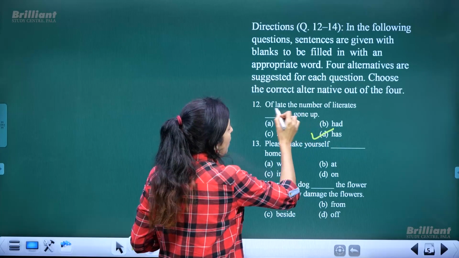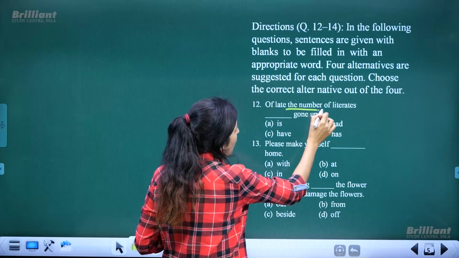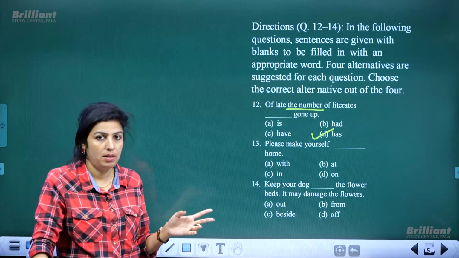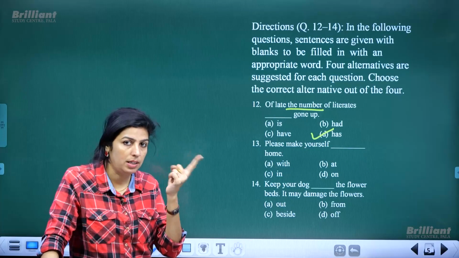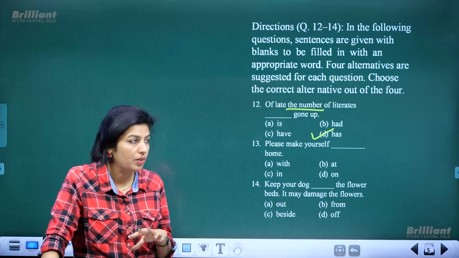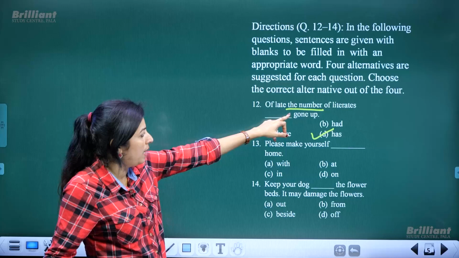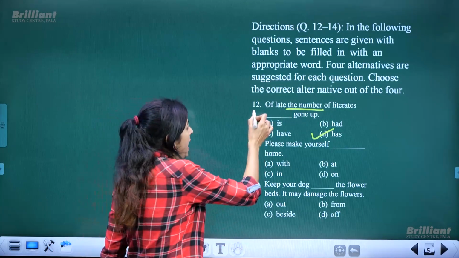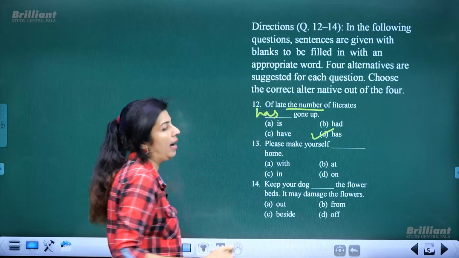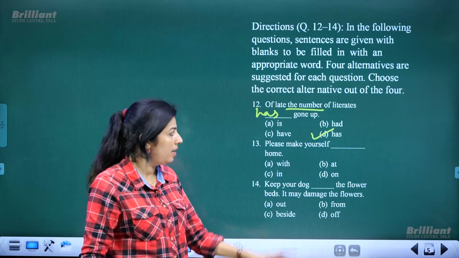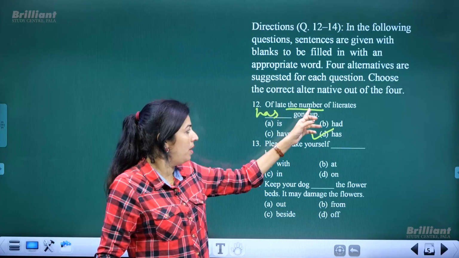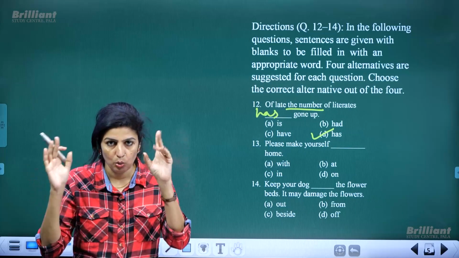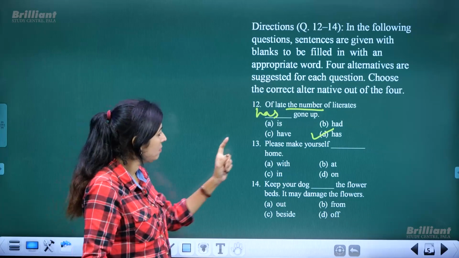The reason is, of late, the number of, this part is to be given importance, the number, not numbers. Number, singular, the number of, not the numbers of. So, focus on this part of the sentence. Of late, the number of literates has gone up. Has, not have. Okay, has gone up. The number, not numbers. So, that singular plural agreement rule is to be applied here. Okay.